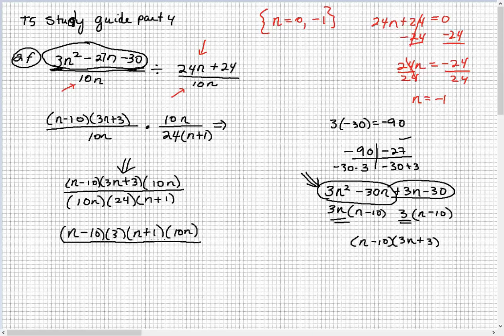All of this is multiplication, so we can individually cancel some of this stuff. What cancels? The n plus 1, the 10n. And the 3 over 24 reduces, right? 3 goes into 3 one time, and it goes into 24 8 times. So the final answer is going to be n minus 10 over 8, and with the excluded values right here.